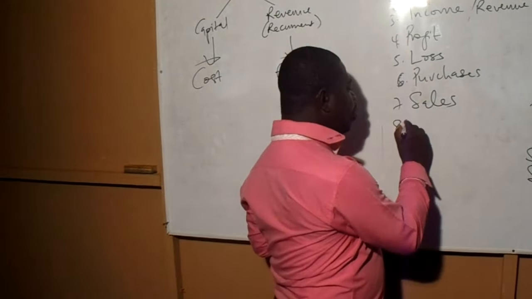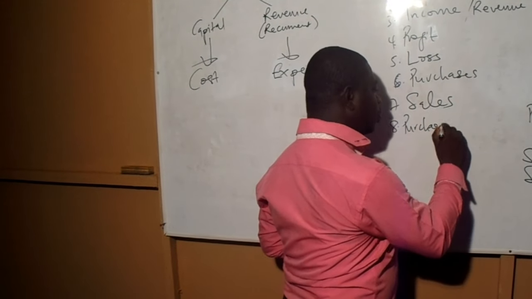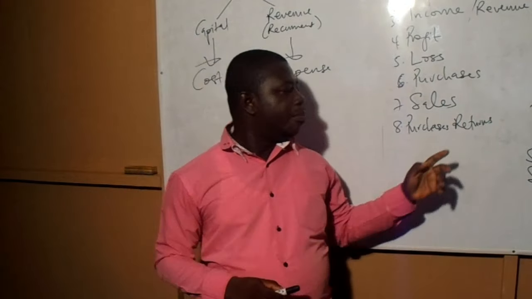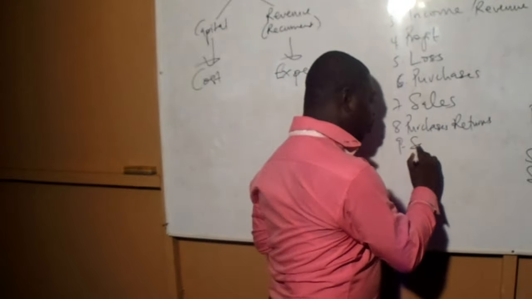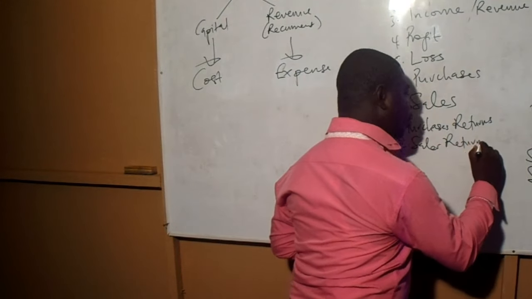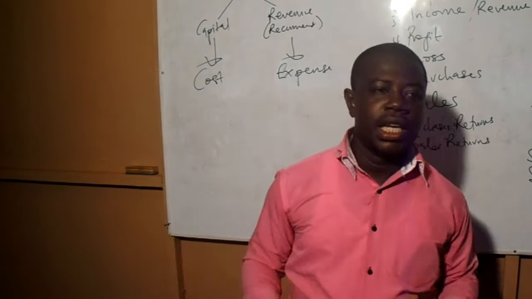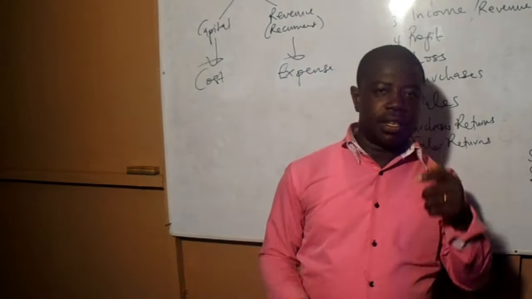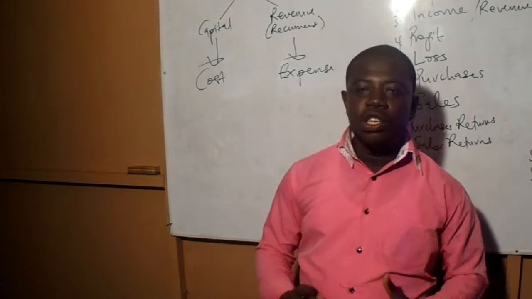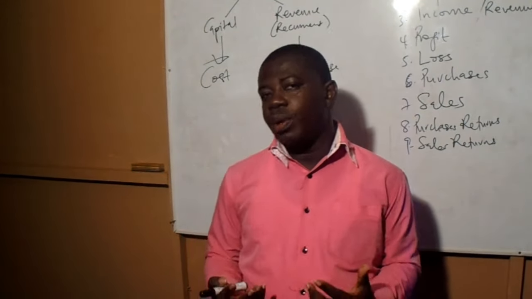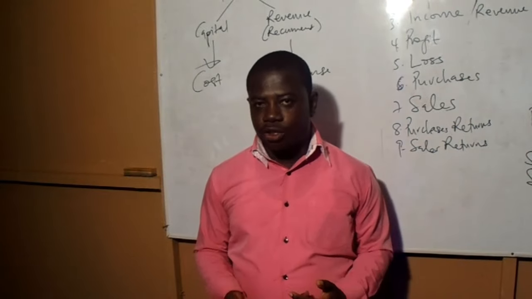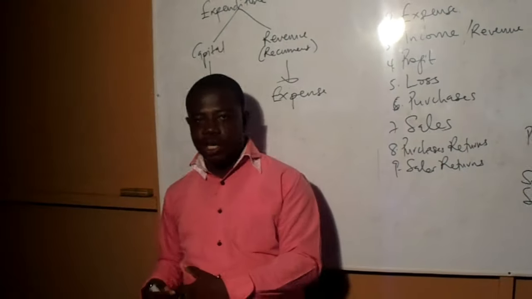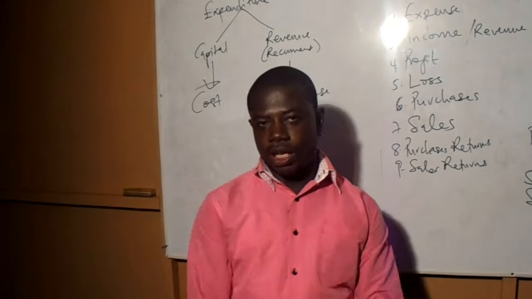Now, there is also something we call purchases returns, and sales returns. Purchases returns means that you bought the goods for resale, but you found out that for some reasons they are faulty, or they were not the exact goods that were delivered to you. So you decide to return them back to the supplier. And so purchases returns refers to goods originally bought for resale that have been returned back to the supplier.